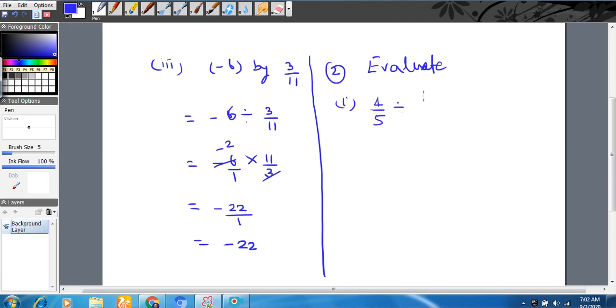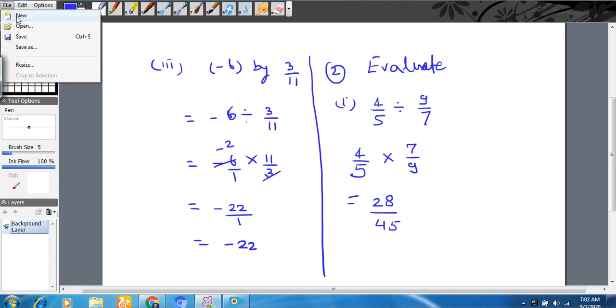4 upon 5 division sign 9 upon 7. So write the fraction, convert into multiply and write the reciprocal. Okay. And you can see that these numbers cannot be cut. So our answer should be 4 sevens are 28. This is the numerator, and 5 nines are 45. This is the denominator. The answer is 28 upon 45. Note it down. Move to the next part.